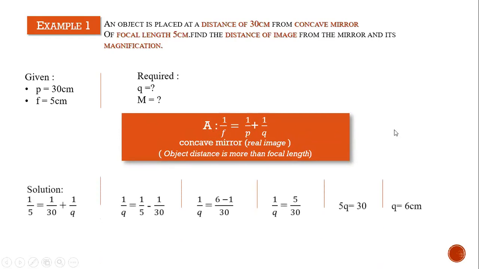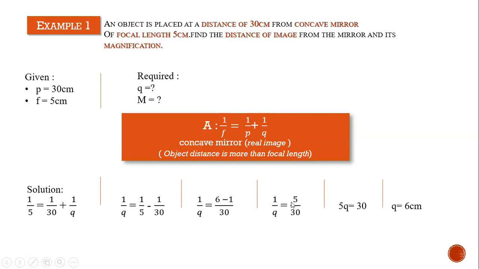So, first we are going to solve this formula. For solving this equation, I am going to put the values f is 5 and p is 30, and I need to find q. In order to find q, I will isolate q on one side, taking 1/30 to the other side, which means changing the sign, then taking the LCM. After solving the fraction, I am going to cross multiply.